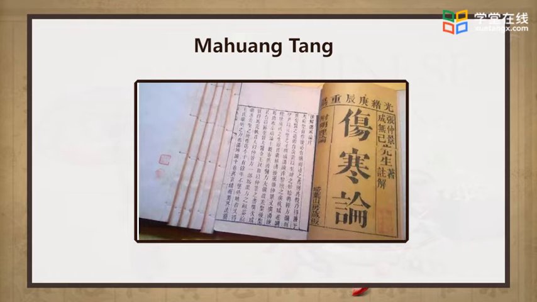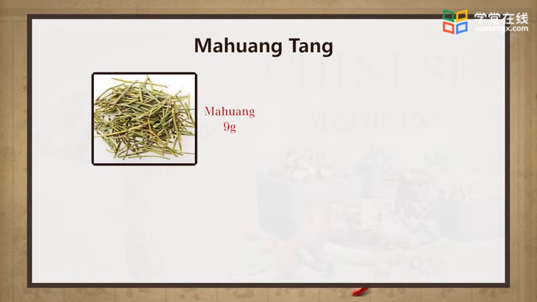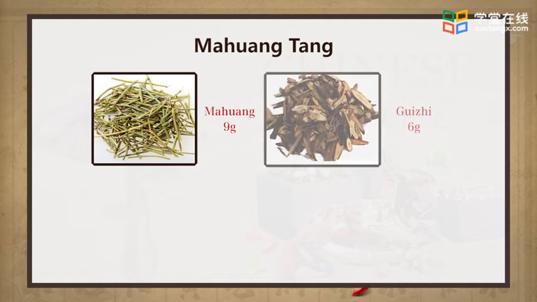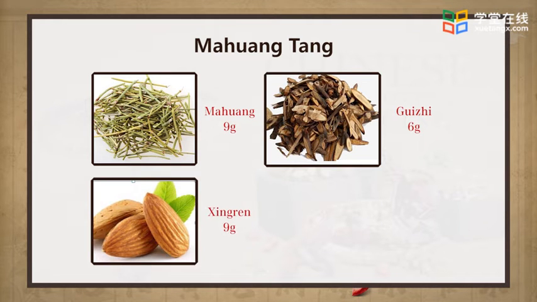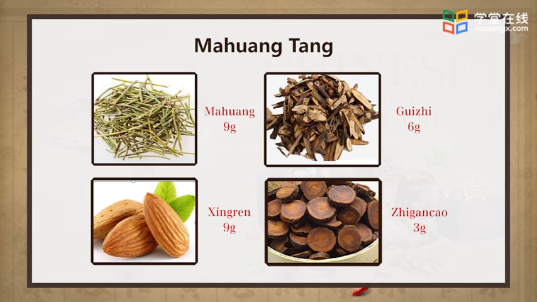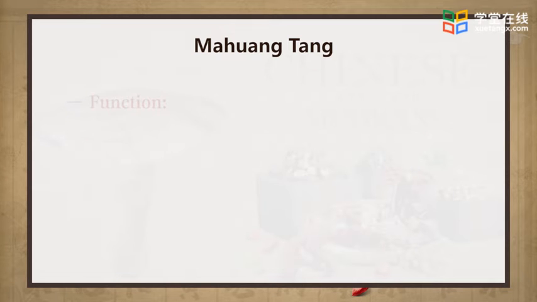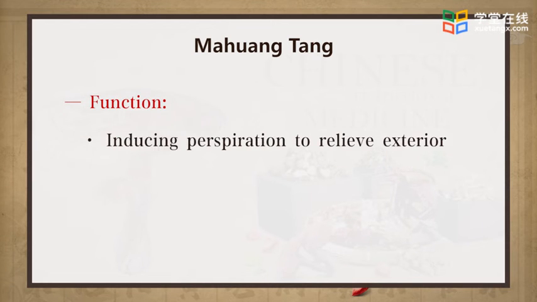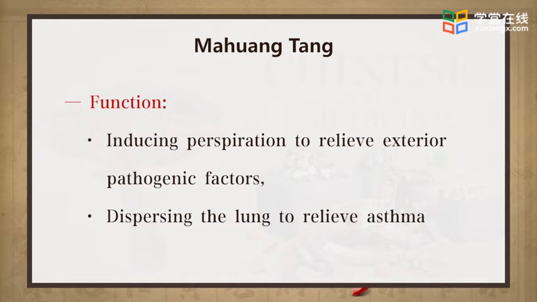It is composed of Ma Huang 9 grams, 桂枝 6 grams, 杏仁 9 grams, 炙甘草 3 grams. Functions of Ma Huang Tang are inducing perspiration to relieve exterior pathogenic factors, and dispersing the lung to relieve asthma.